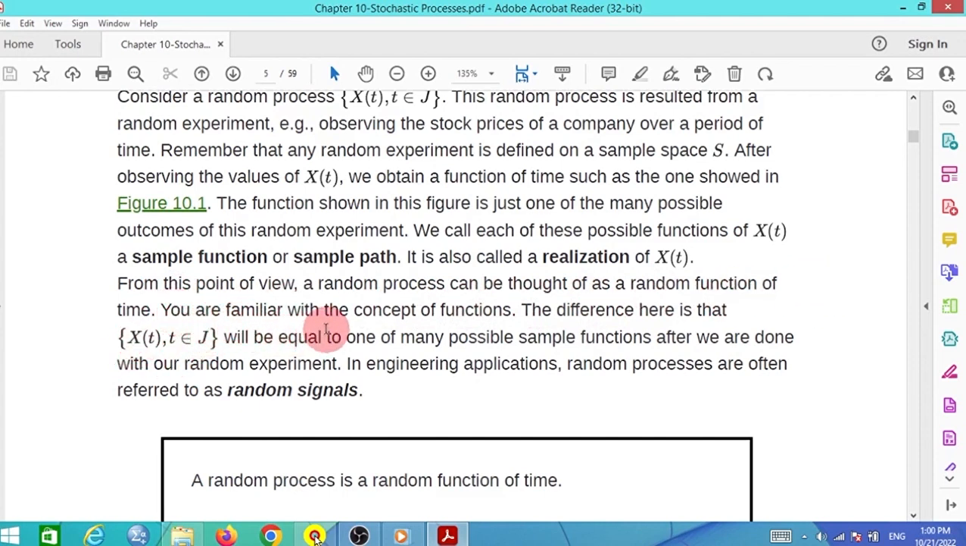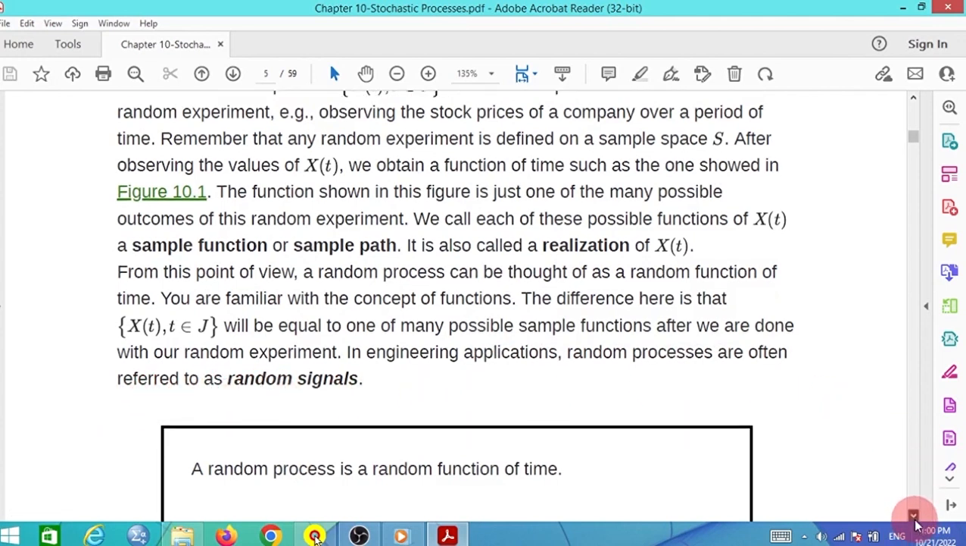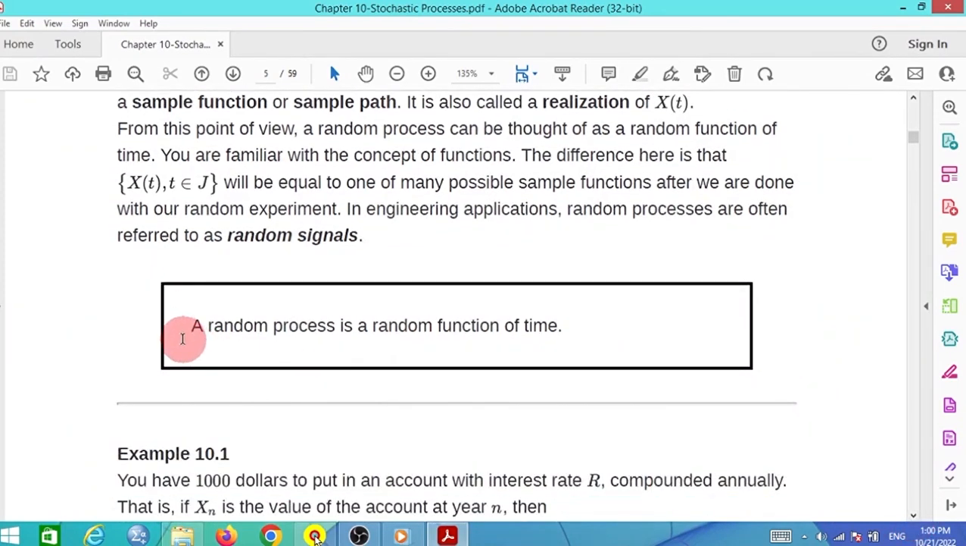You are familiar with the concept of function. The difference here is that x(t) will be equal to one of many possible sample functions after we are done with our random experiment. In engineering applications, random processes are often called random signals. So, with this definition, a random process is a random function of time.